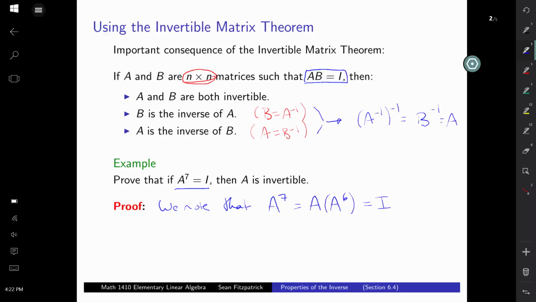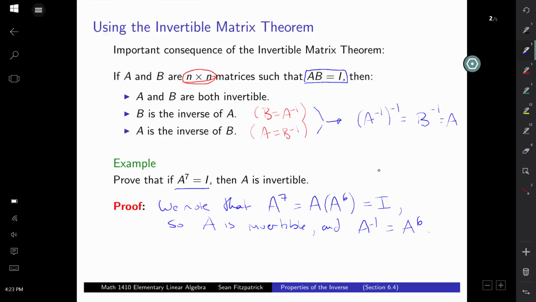And so referring to what we have up above, we can see that A is invertible. And we also know what the inverse is, right? The inverse is the matrix we've found, so that multiplying by A gives the identity. What is that matrix? It's A to the sixth. Okay, so now we know that our matrix has an inverse, and we know what the inverse is. It's A to the sixth. So in principle, whatever this matrix A happened to be, once we know that A to the seventh is the identity, if we calculated A to the sixth, we would have the inverse of A.